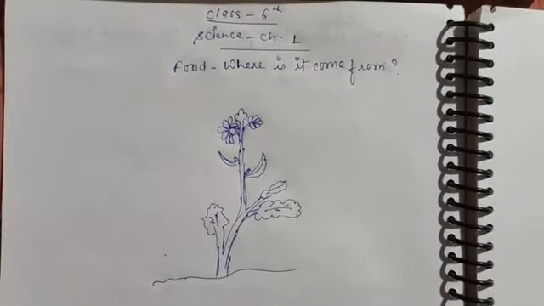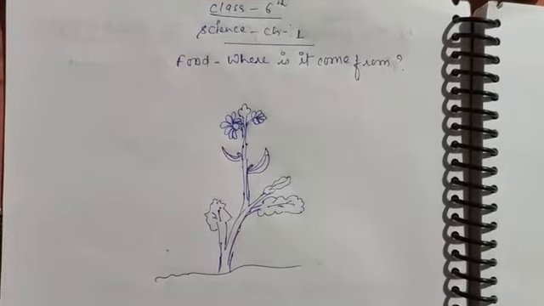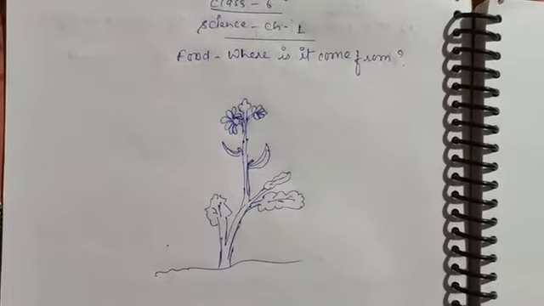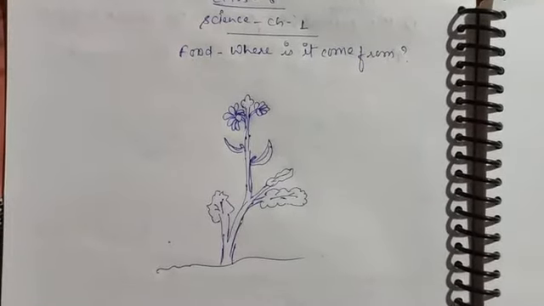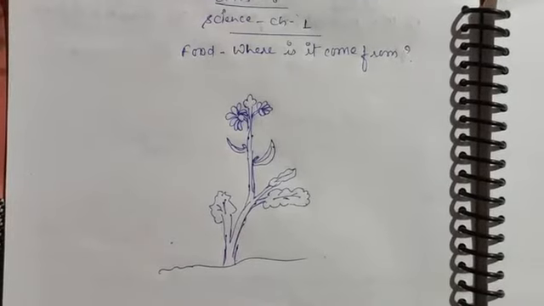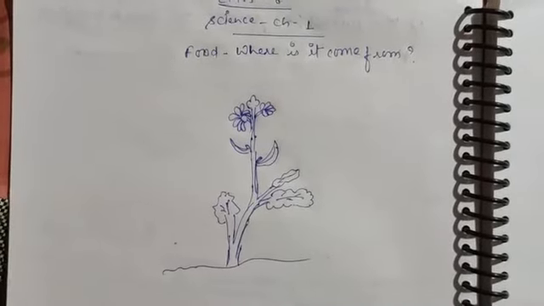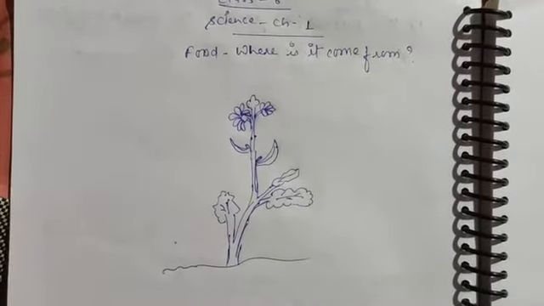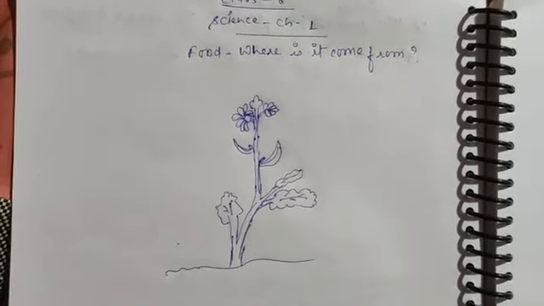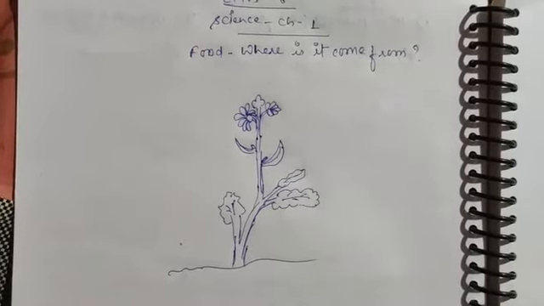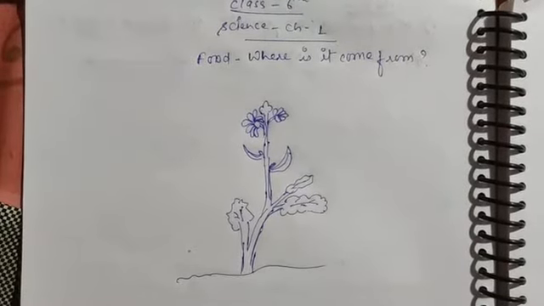Today we are going to discuss parts of plants, from the class 6 science textbook, chapter 1, Food: Where does it come from? In the previous lecture, we discussed what food is, why we need food, the requirements of our body, different varieties of food items, and the edible parts of plants.